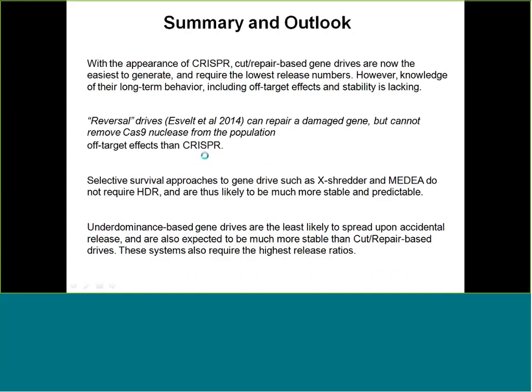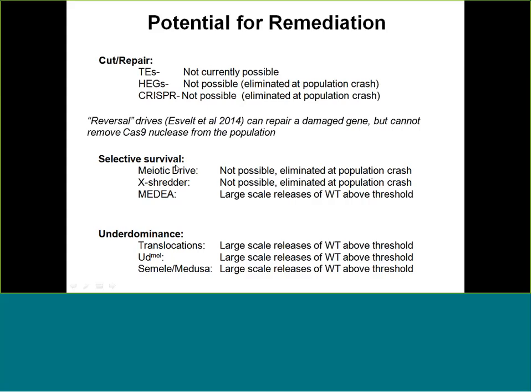For selective survival, some of the meiotic drive or extra-chromosomal approaches, same thing. As the population crashes, these can be stochastically lost from the population. But once you get into things like Medea, translocations, and other underdominance-based toxin-antidote systems, large-scale releases of wild type above the threshold will destabilize the population and then eventually drive your system out of the population, and you can return to a wild type state. But these do require a concerted effort, which requires resources and time to do.